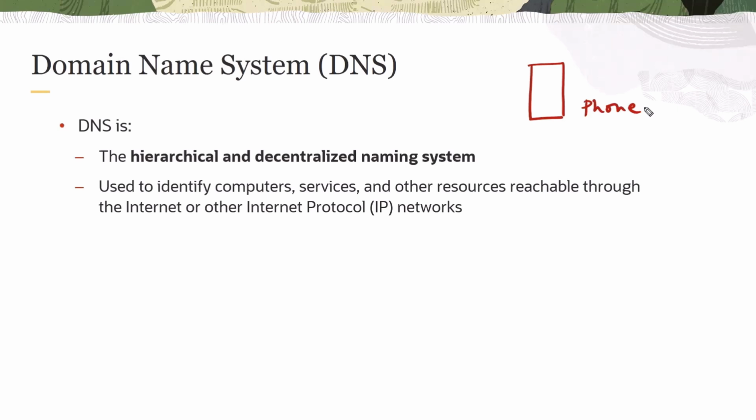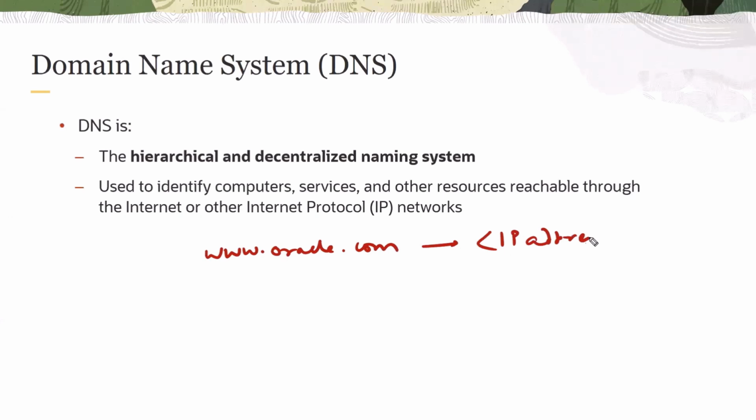Let's say you want to go to a website www.oracle.com. Now, you understand www.oracle.com, but computers or the machine, it doesn't understand domain names. All that it understands is an IP address. So think of it like this. It's the mapping of a domain name to an IP address. So that is what is your DNS.